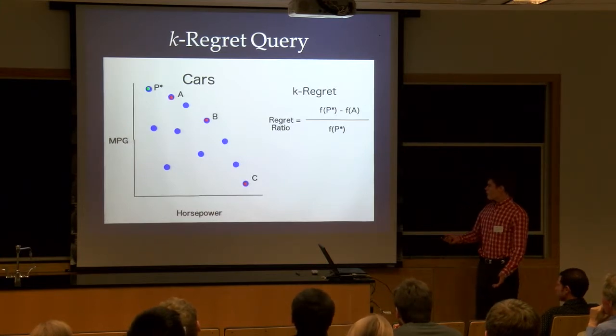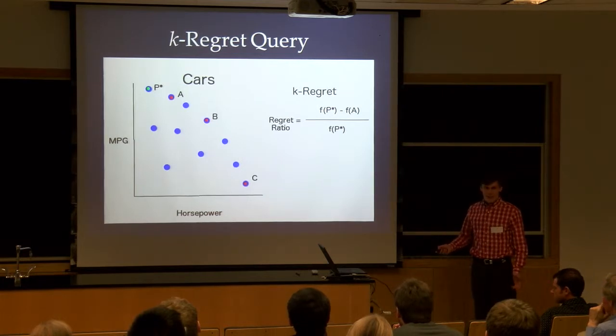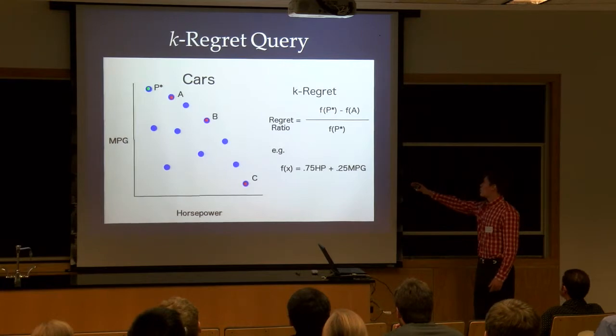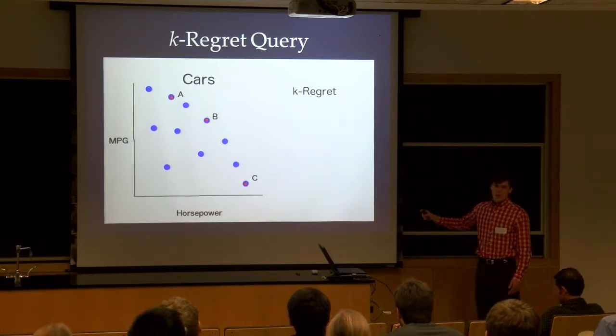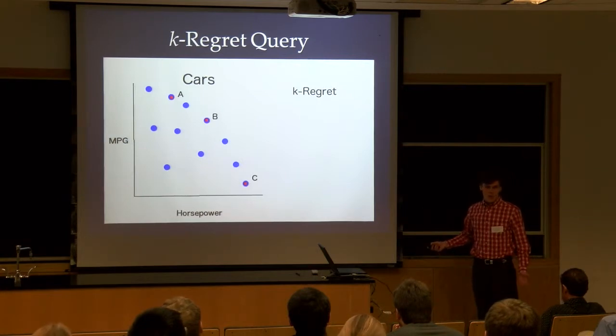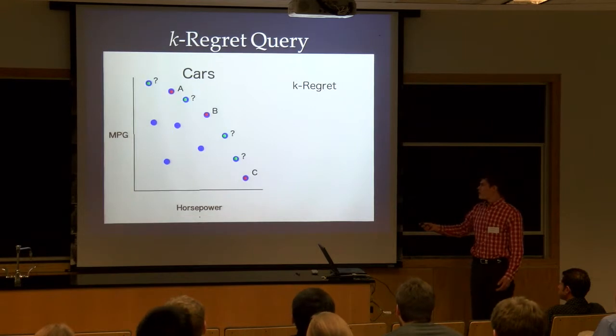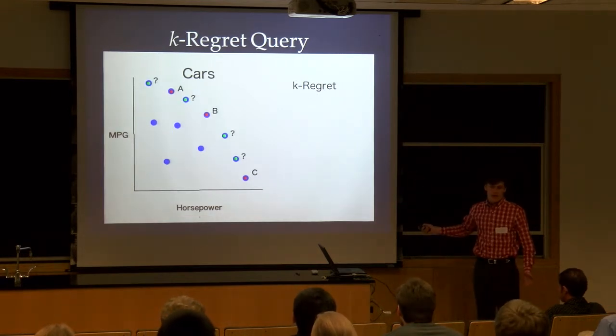So the problem is a little more complicated than that, unfortunately, because here's our example of the utility function we might use again. But a lot of times the problem can be more complicated because, again, we don't know the user's utility functions, so we don't really know what their ideal point is going to be in the database. It could be any of those guys there.